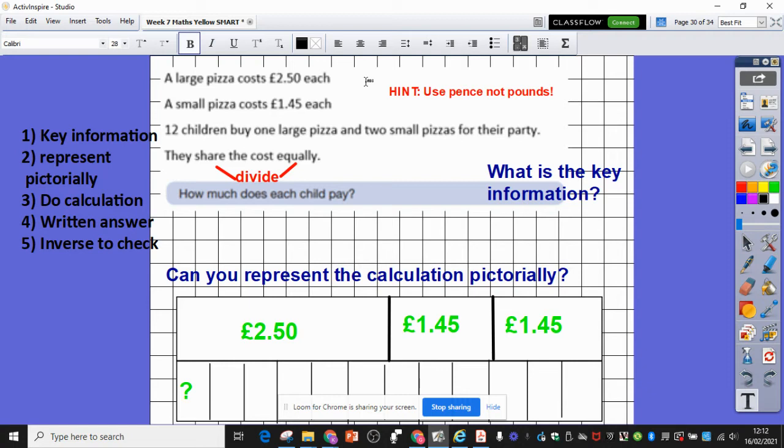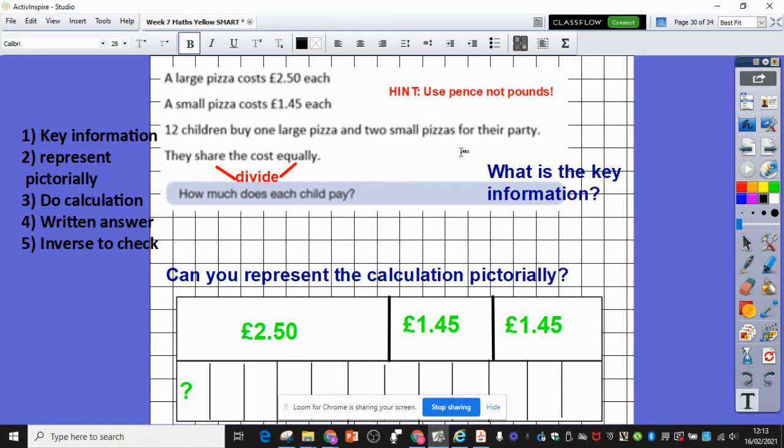So here, let's read the question. A large pizza costs £2.50 each. A small pizza costs £1.45 each. We have 12 children buying one large pizza and two small pizzas for their party, and they share the cost equally. Remember, share equally means divide. So they're dividing the amount, the cost of all those pizzas, by the number of children that are there.